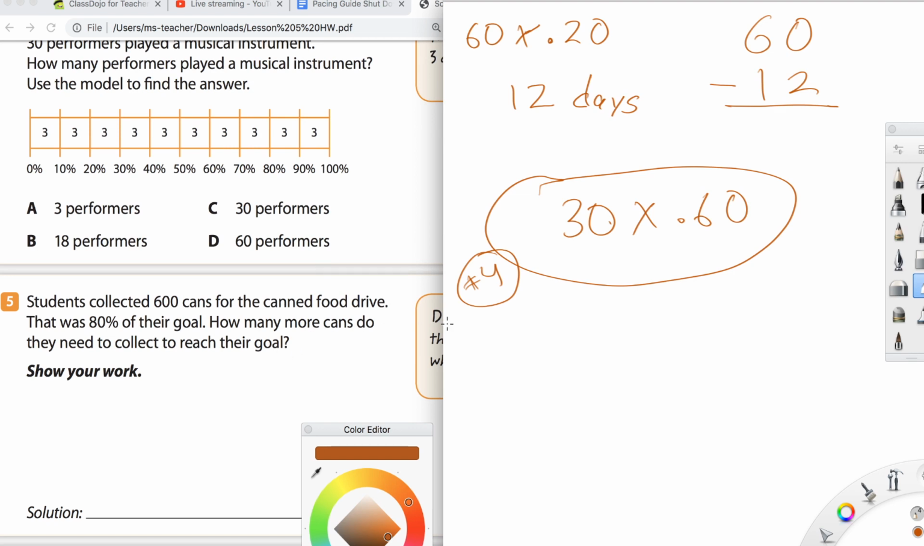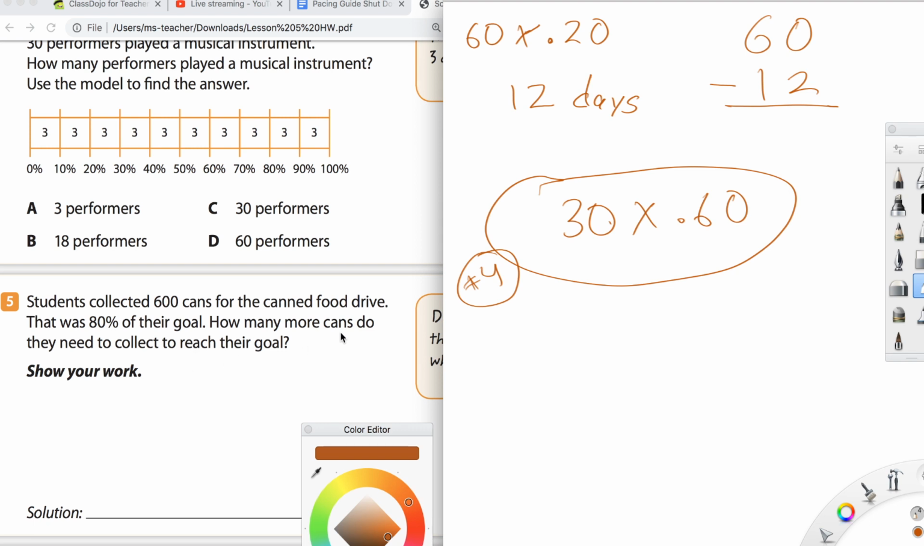Students collected 600 cans for the canned food drive. That was 80% of their goal. How many more cans do they need to collect to reach their goal? It tells us here that this was 80% of their goal, 600 cans. That means that 100% would be more than 600 cans. So more than 600 cans is their original goal. But the question is not asking us to give that number. It's asking us how many more cans they still need to reach their goal.